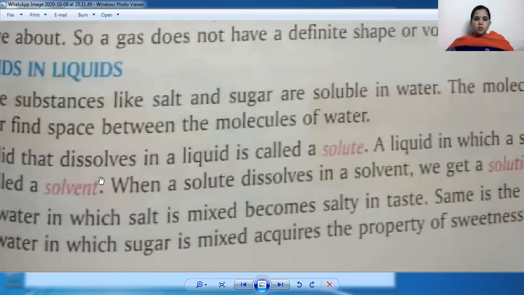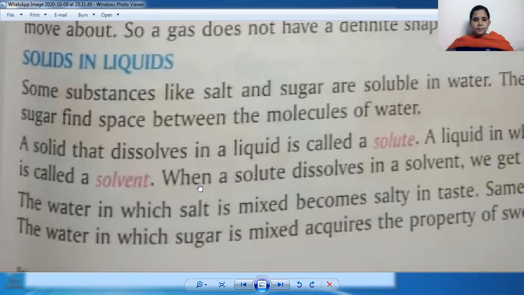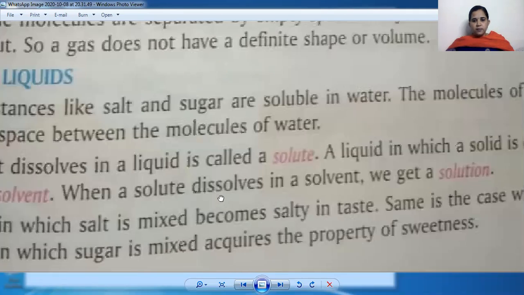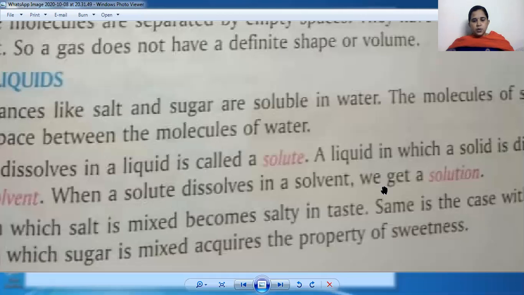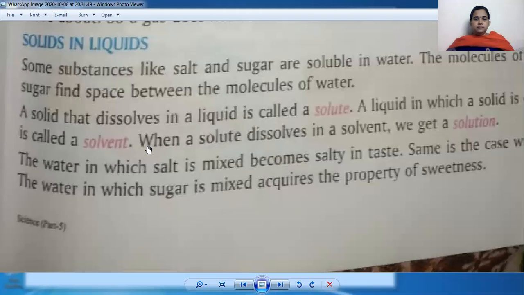So now let us see what is a solute, what is a solvent, and what is a solution. A liquid in which a solid is dissolved is called the solvent. When a solute dissolves in a solvent, it is called the solution. So when you take sugar, it is soluble in water. A solid that dissolves in a liquid is called a solute. So sugar is a solute.